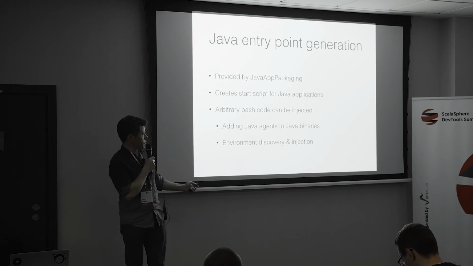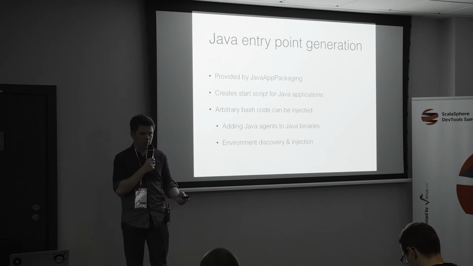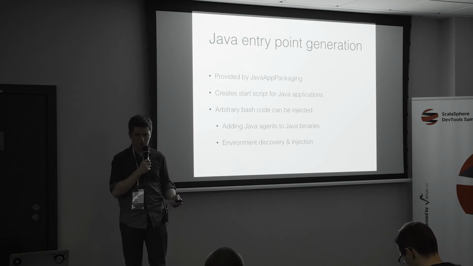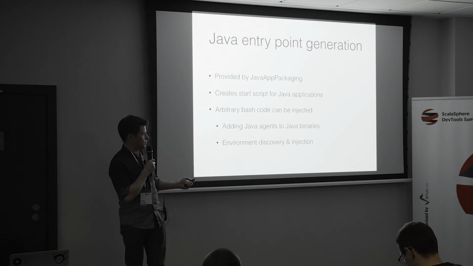We can inject arbitrary bash code, and some examples of what you might do with this is to add Java agents at startup, or maybe some kind of discovery, like maybe you're running on AWS and you want to discover what your IP address is, or what machine type you're on. So things like this could be done by the script.